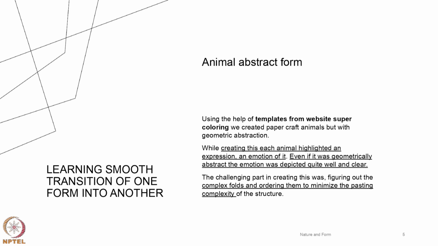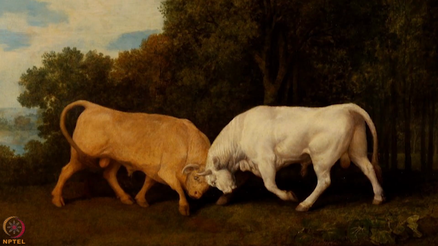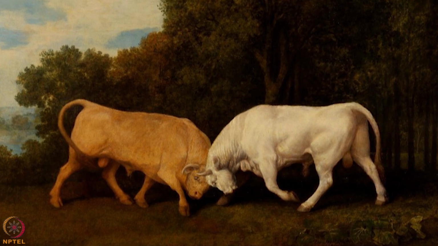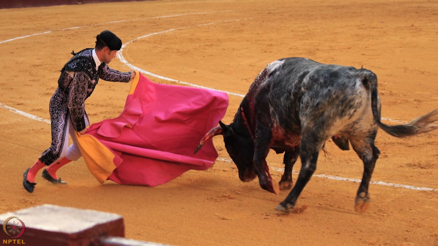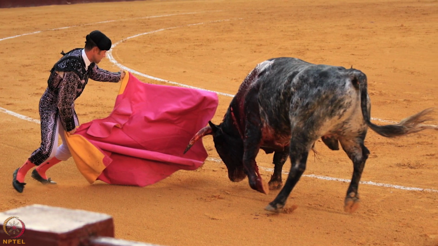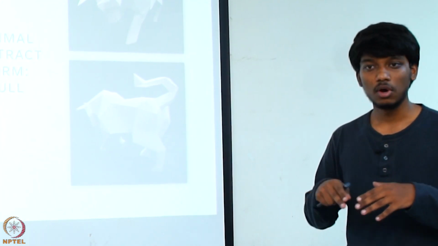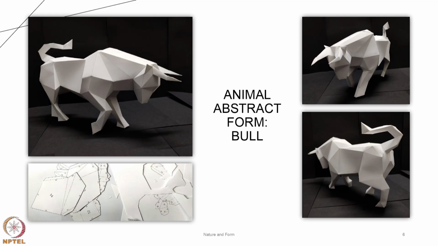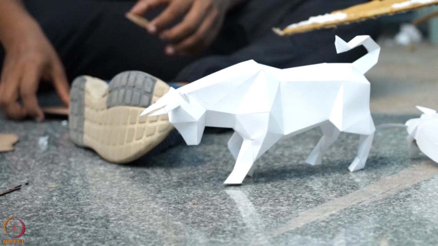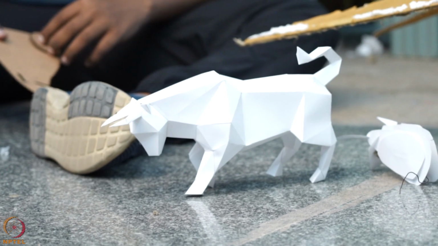The most challenging part was to figure out the complex folds and the order of them to minimize the structural complexity while joining the paper crafts and its parts. So I chose a bull as my abstract animal, and his nature and emotion was of a charging and furious one. His horns were horizontal, not vertical, showing elegance. So this is my animal that I created from geometric abstraction.